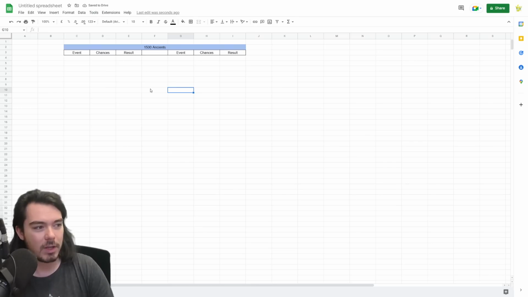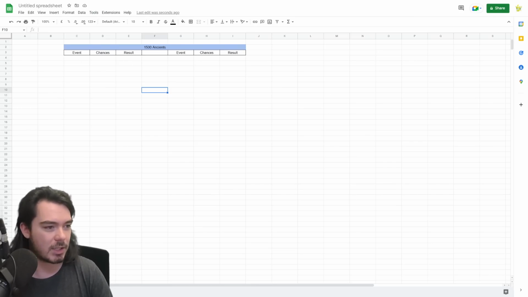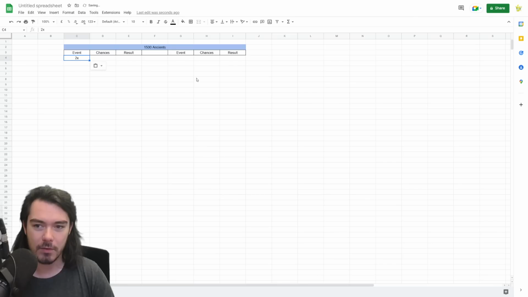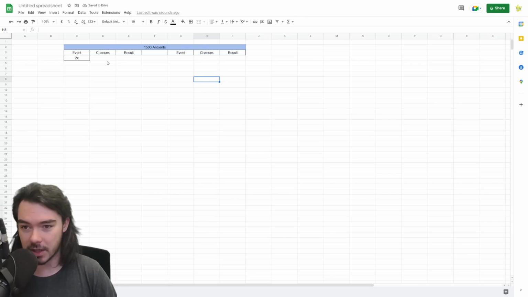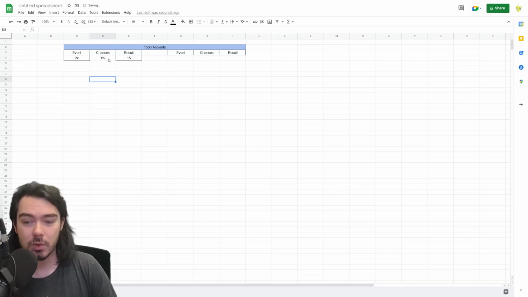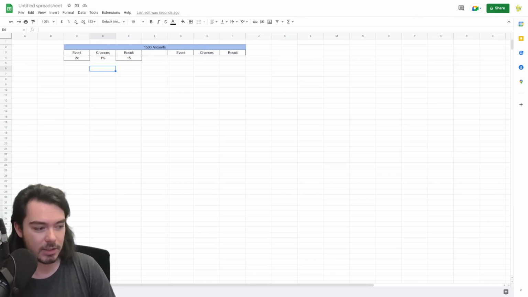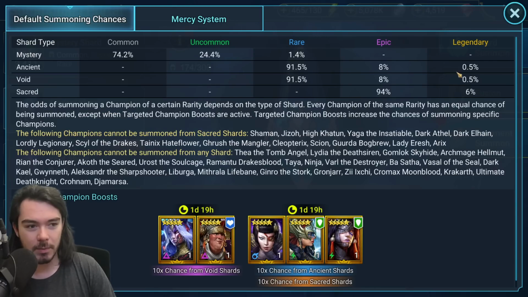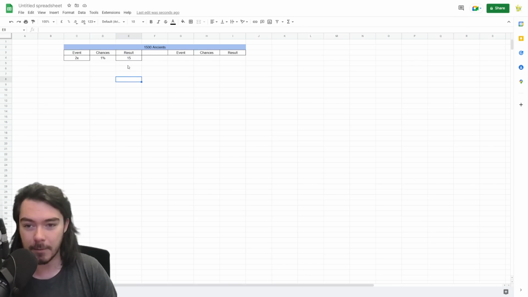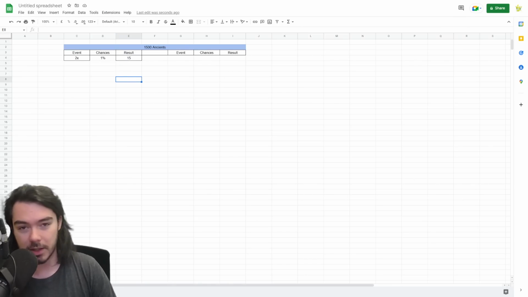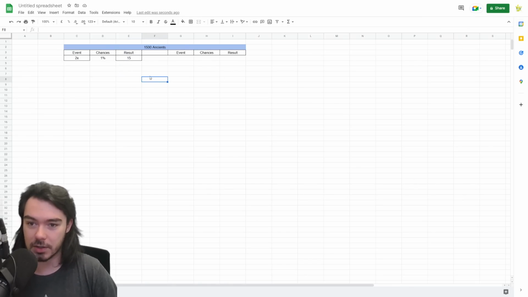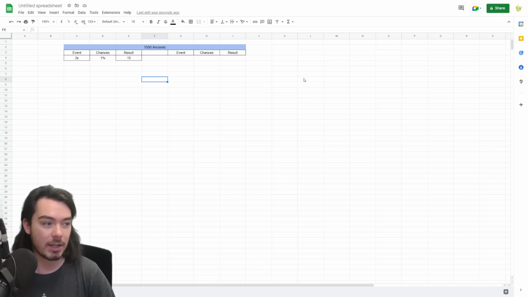So if we come here and we look at the event, we'll look at the chances, right? For a 2x event with 1,500 ancient shards, it's going to look like this. You've got a 1% chance per shard to pull a legendary. It goes up from a 0.5% to a 1%. So on average, you will typically get 15 legendaries from 1,500 ancient shards. That's how many you're going to get.